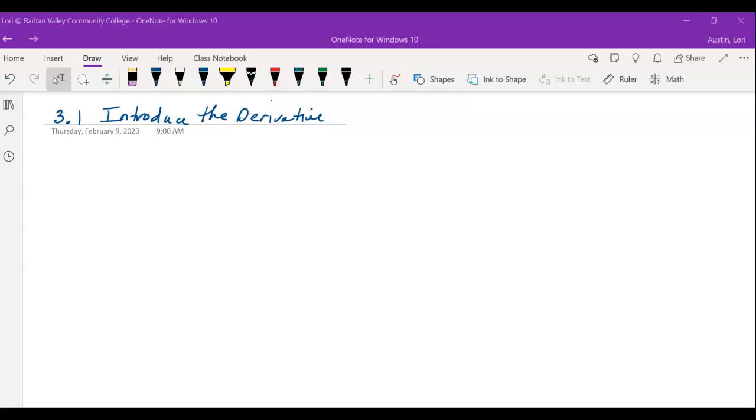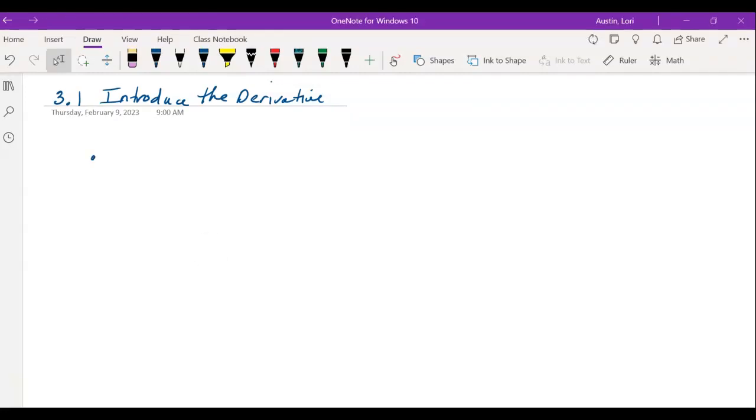Right, to start with introducing the derivative, we need to do one little tiny review, and that is the review of the equation of a line. So if you recall, forms of an equation of a line.